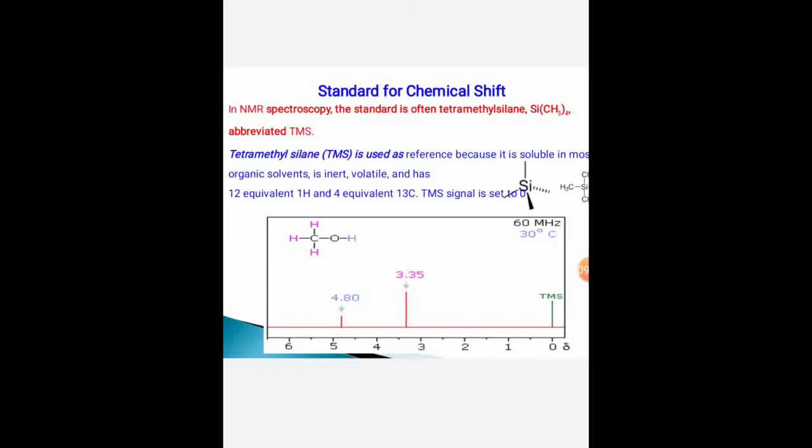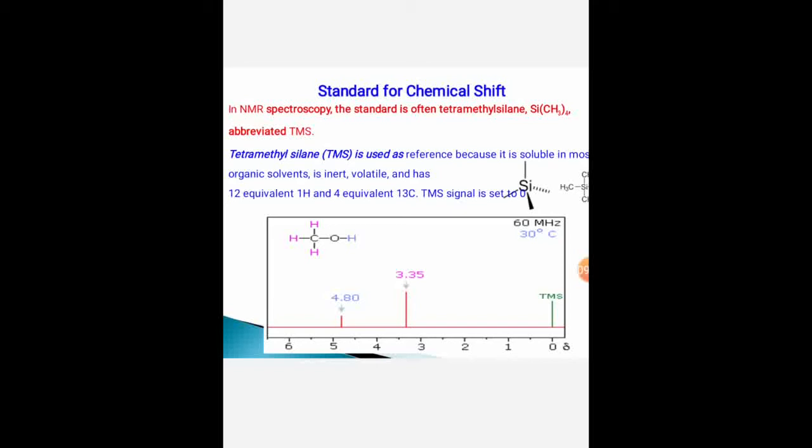And the main point is silicon is less electronegative than carbon and the hydrogen atoms. And all the 12 hydrogen atoms in tetramethylsilane are equivalent and give a single peak, which is more shielded than the peaks of hydrogen atoms attached to the carbon atoms or the peaks of organic compounds. So, it is used as a reference.